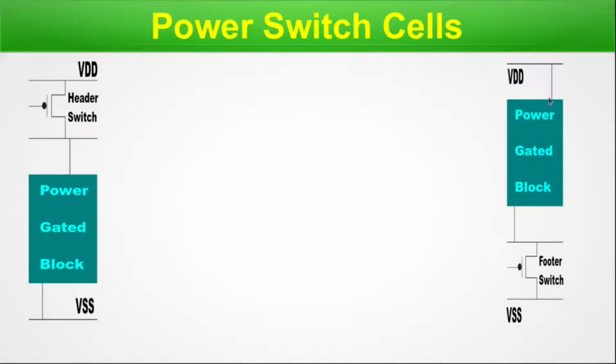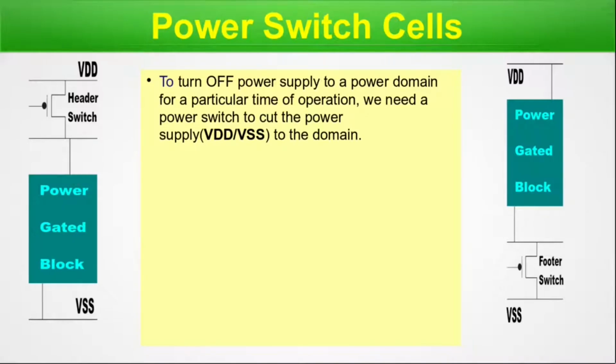Now, here you can see based on the position of the switch cell, we call it either a header switch or a footer switch. To turn off power supply to a power domain for a particular time of operation, we need a power switch to cut the power supply, that is VDD or VSS, to the power domain. So this is the purpose we have our power switch cells.